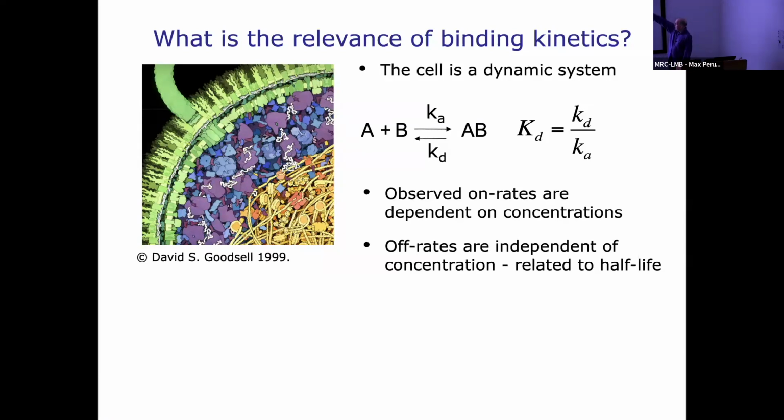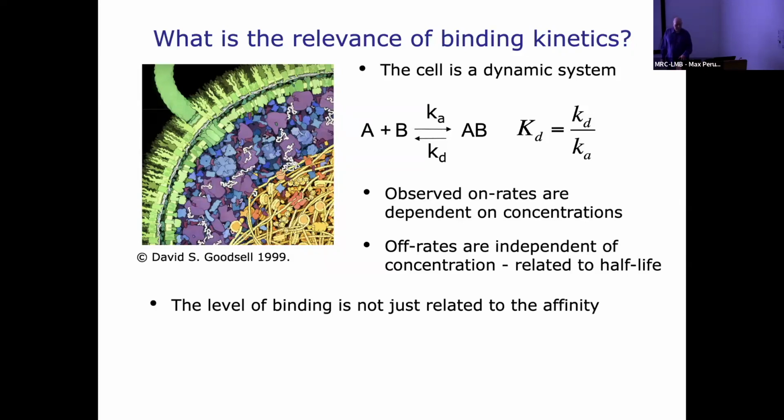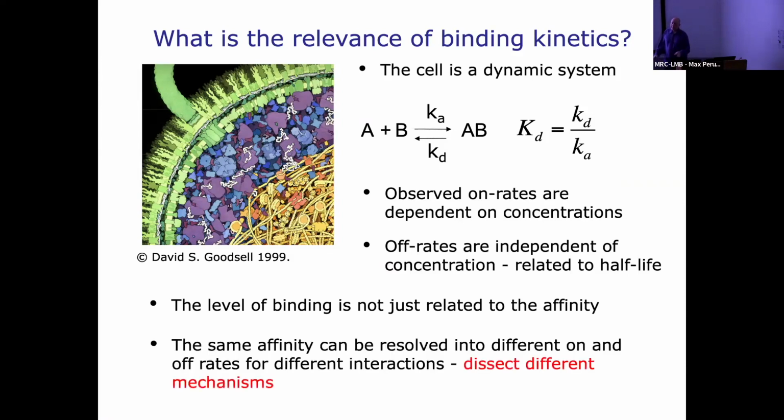And then from these individual rate constants, you can work out what the overall binding constant is. It's really important to think about the level of binding you're going to get, how much complex gets formed, which is not just related to the affinity, but actually related to these individual little rates. So the same affinity could be broken down into different on and off rates, and it could give rise to different mechanisms, which we'll see later on in the talk.